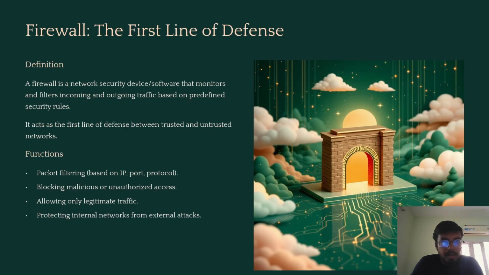Firewall is the first line of defense. The firewall is a network security device or software that monitors and filters incoming and outgoing traffic based on predefined security rules. It acts as the first line of defense between trusted and untrusted networks. Functions of firewall: packet filtering based on IP, port, and protocol, blocking malicious or unauthorized access, allowing only legitimate traffic, protecting internal networks from external attacks.